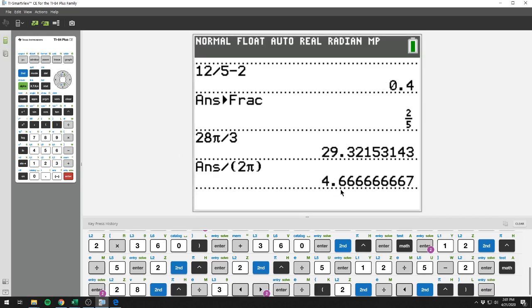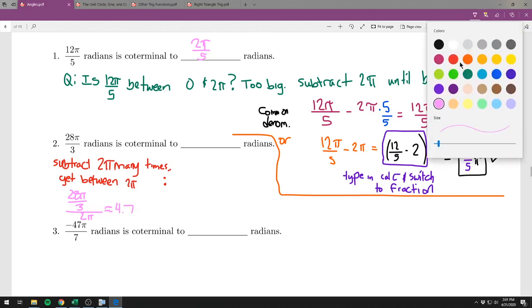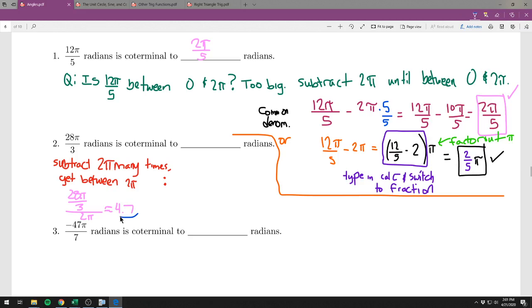If you do that, same idea as last time, it's telling you to subtract 2 pi 4 times. So 28 pi over 3 divided by 2 pi equals about 4.7. And this whole number here, just like last time, is telling us subtract 2 pi 4 times. All right, so visually we're talking about 28 pi over 3 minus 4 times 2 pi.